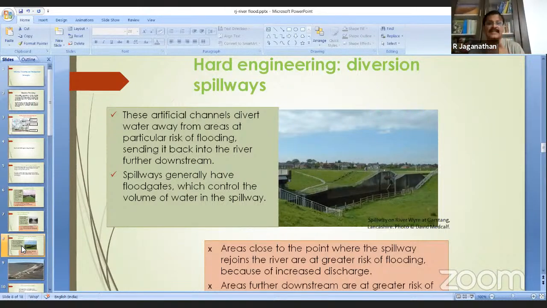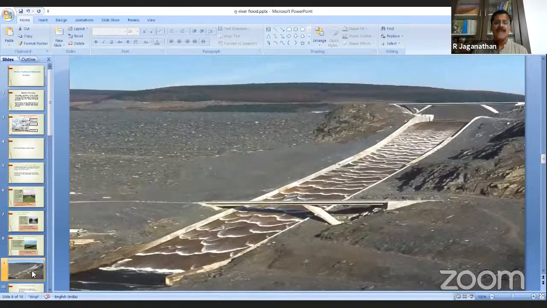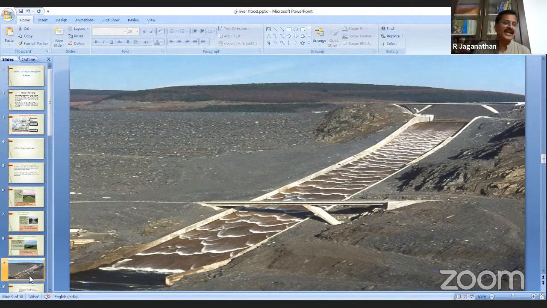Another one is diversion spillways. You know that spillways also play a very, very important role. These artificial channels normally divert the waterways from areas at high risk of flooding, sending it back to the river further downstream. So spillways also play a very, very important role in controlling this. And this is an example of a spillway. In this way, we can construct this so that we'll be able to protect adjoining areas.